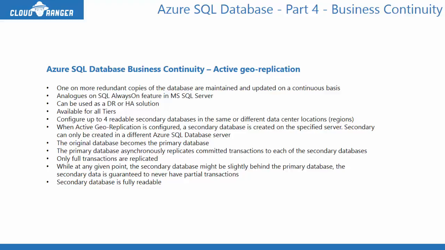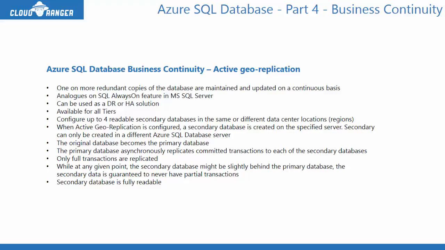So the difference between geo replication, which was there before, and active geo replication is a couple of things. One is that in regular geo replication, you could only have one unreadable secondary database. Okay, what does that mean?